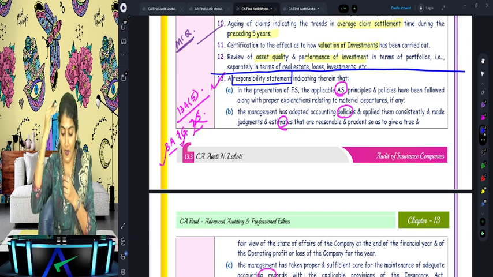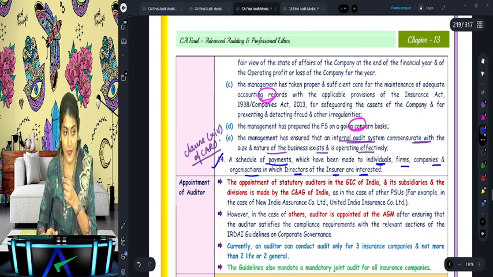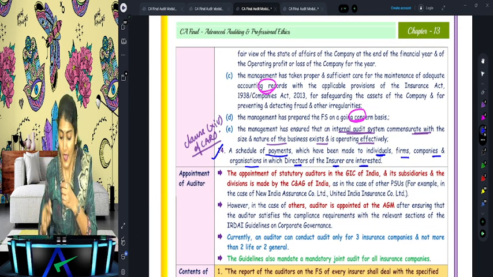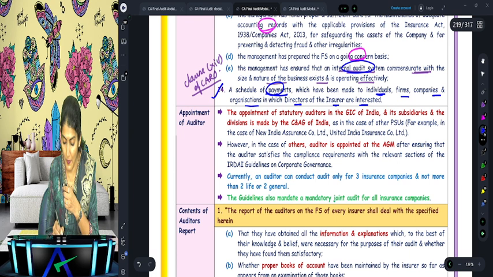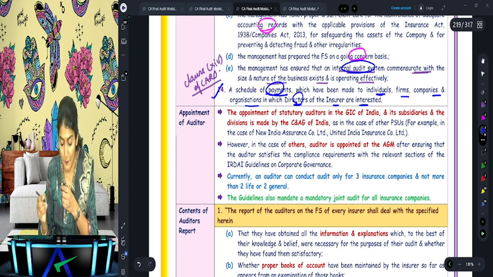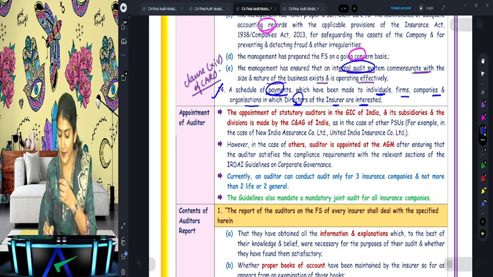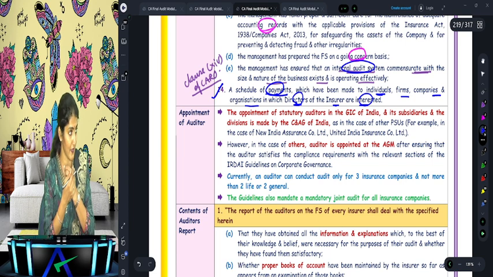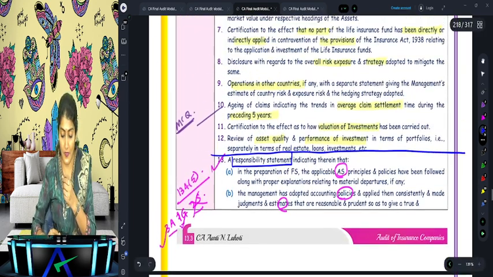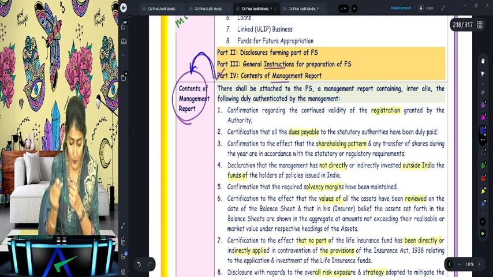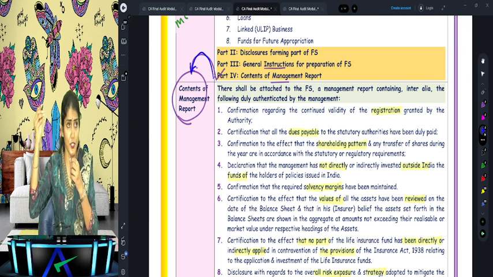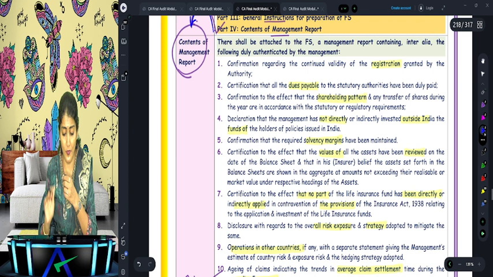Right, so you have the accounting standards, accounting policies and estimates, the accounting records, and then after that you have the going concern. And what is the unique new point over there? Internal audit system. And then the payments being made to the director's companies, firms, individuals where the directors are interested. Are you understanding that? What are we discussing over there? The contents of the management report, right? Part 4. So what are the contents of the management report?